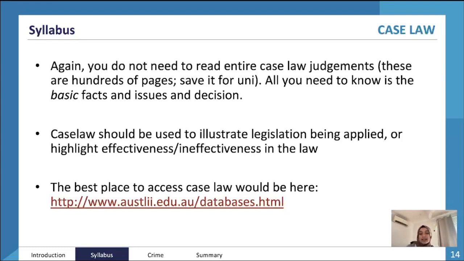So that's an example. And again, you may be wondering where those terms are coming from. They're all coming from the syllabus. The best place to access case law, again, I've put in the link there. I was just mentioning it a little bit earlier, but OSLI is a really great place to access different cases. When you click on the cases, it will be hundreds of pages of notes. You don't need to read all of that. Just get the main 3 things, which is the facts, issues, and the decision.